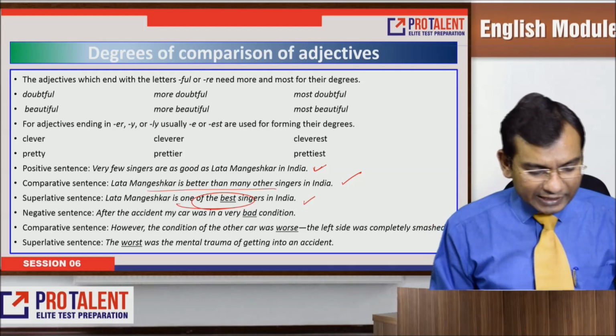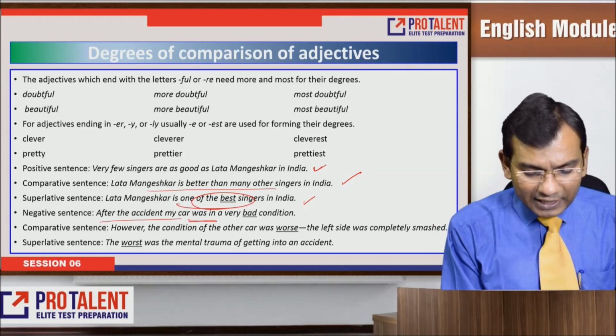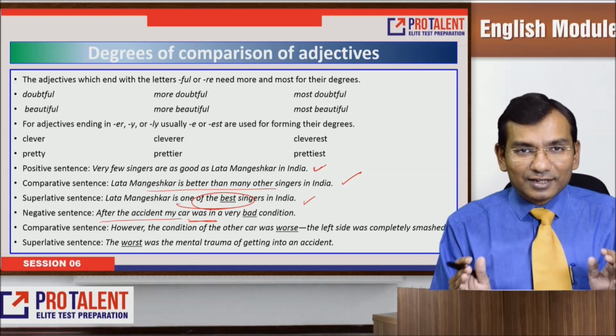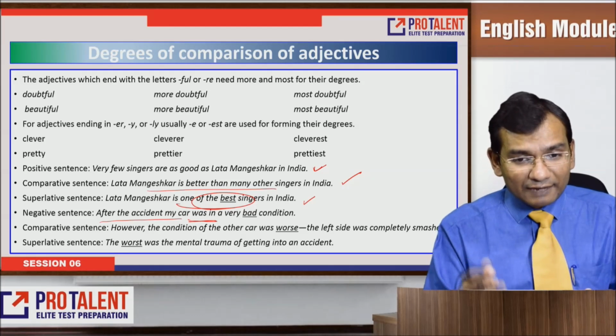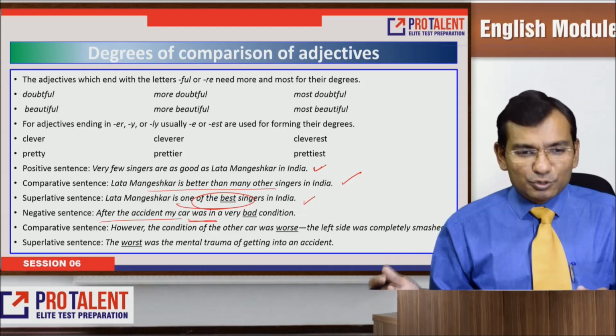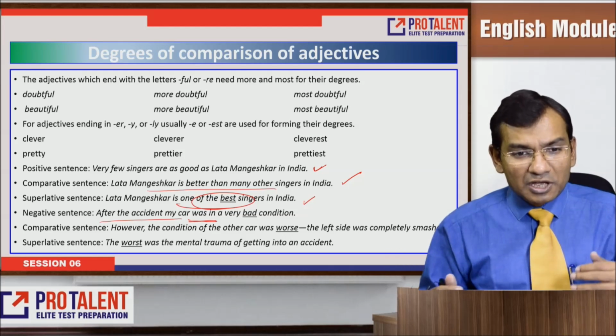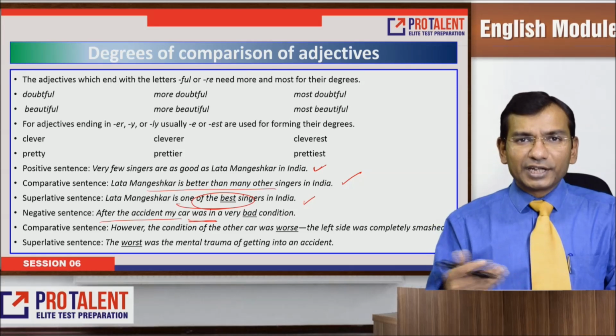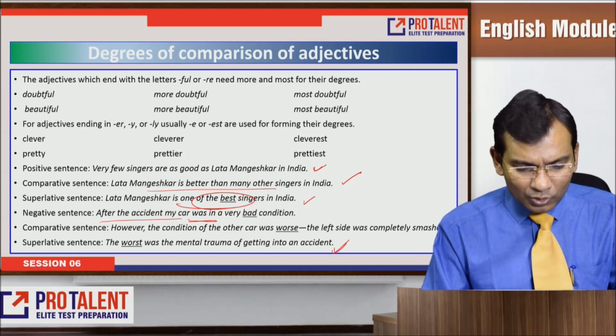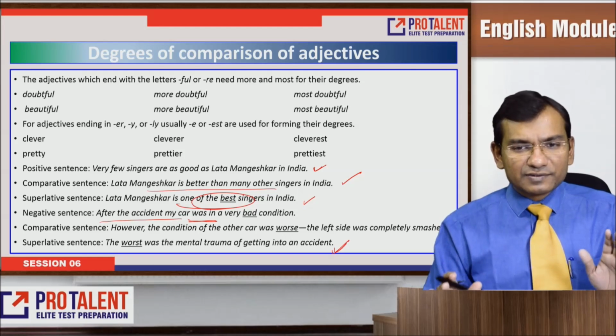If we talk about negative one, after the accident, my car was in very bad condition. However, the condition of my car was worse. The left side was completely smashed. Superlative sentence says the worst was the mental trauma of getting into an accident. This is how the comparative adjectives are used.